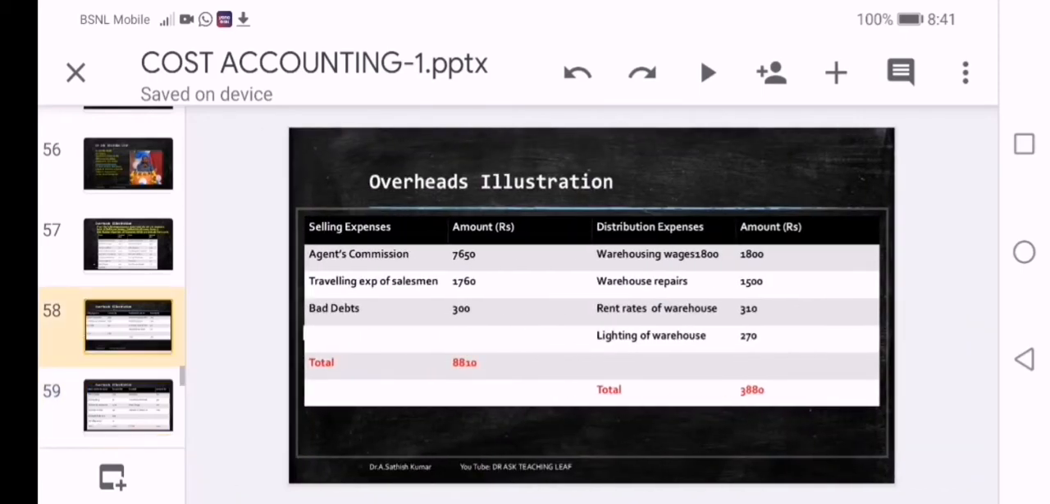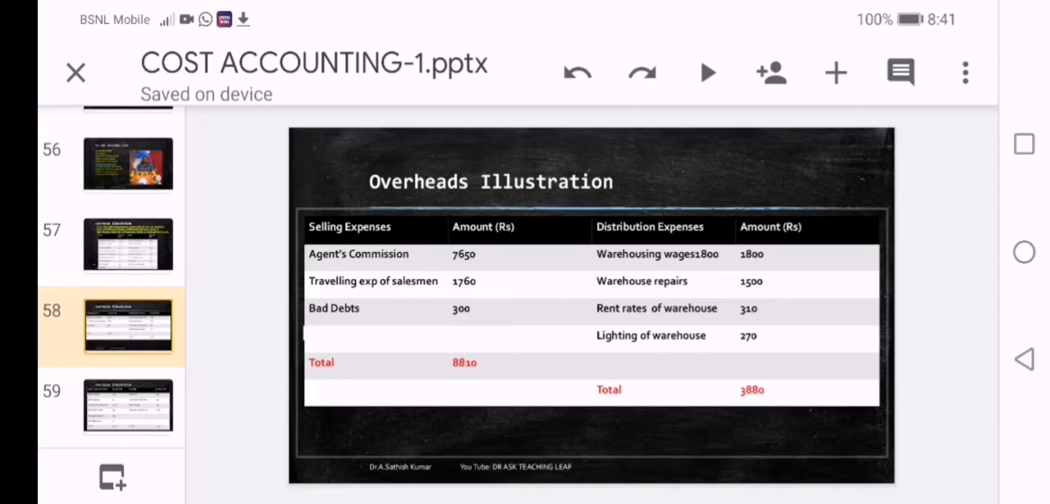Next, agent's commission. Just by seeing the expenditure, easily you can understand it is related to sales. Agent's commission 7650 written in selling expenses.